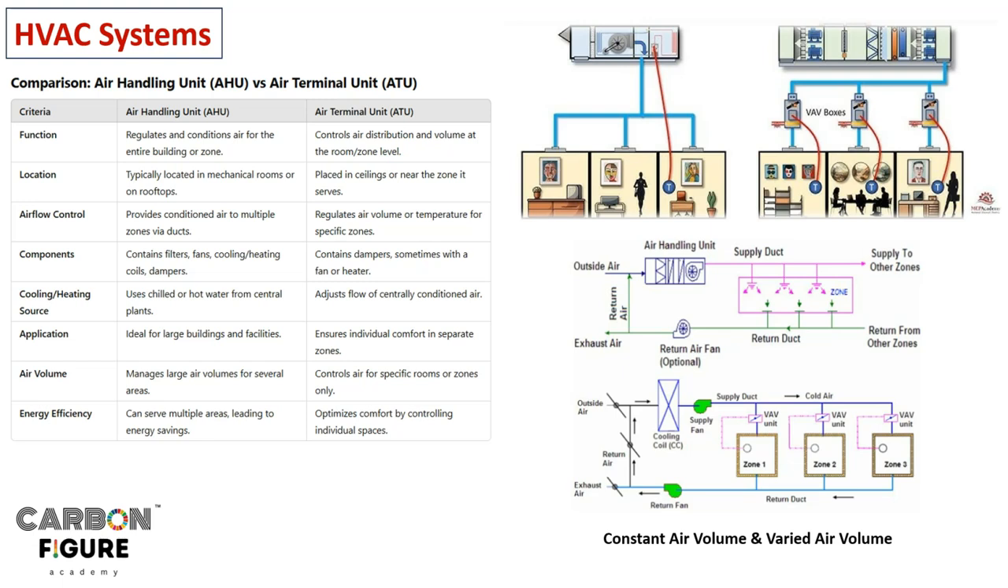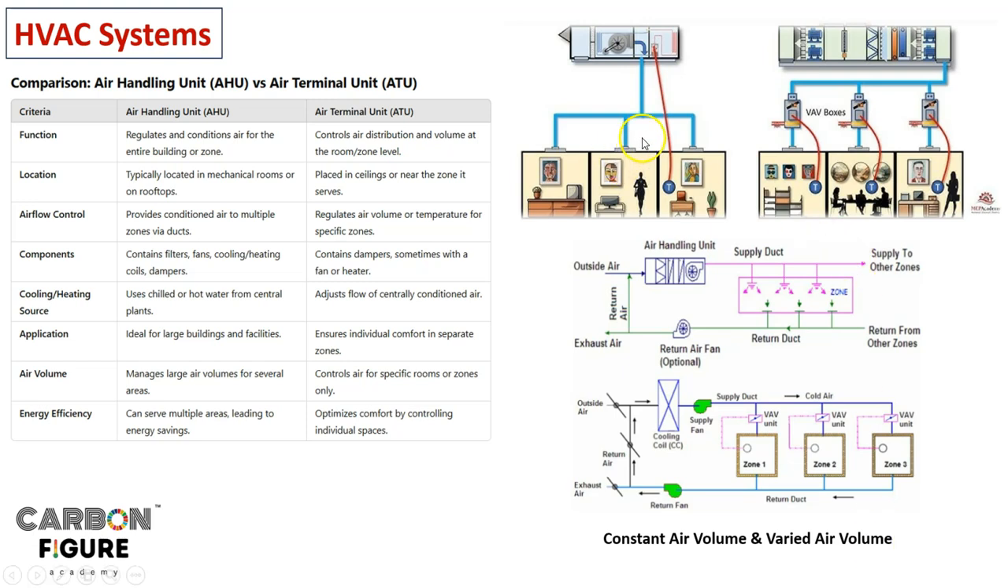So, energy efficiency, obviously it can serve multiple areas, leading to energy savings. And the air terminal unit optimizes comfort by controlling individual spaces. In the right side picture, we can understand the air handling unit and air terminal unit. On the top left, what you see is the air handling unit, right? It's directly going there, and that green color thing is nothing but the air terminal unit, right? Within that air terminal unit, what we can have is VAV boxes, variable air volume devices, we can say, right?